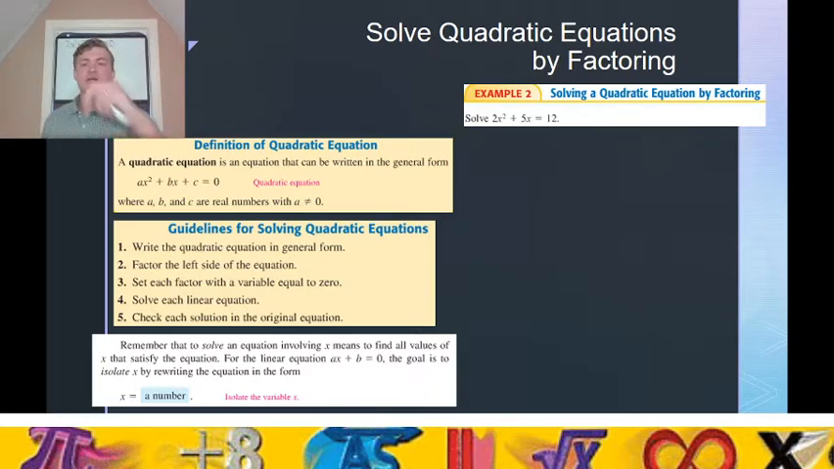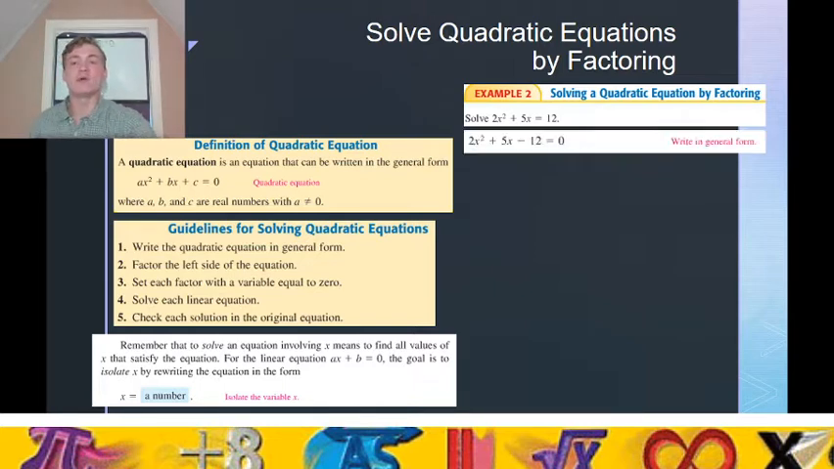However, what do we notice here? This equation is not set equal to 0. We have the ax squared plus bx on the left side. We just need the c value. So to get this set equal to 0, we want 0 on the right-hand side. We don't want 12. How do you get rid of 12? Subtract it off. Subtracting 12 on each side of the equation, we get the following equation in general form: 2x squared plus 5x minus 12 equals 0.